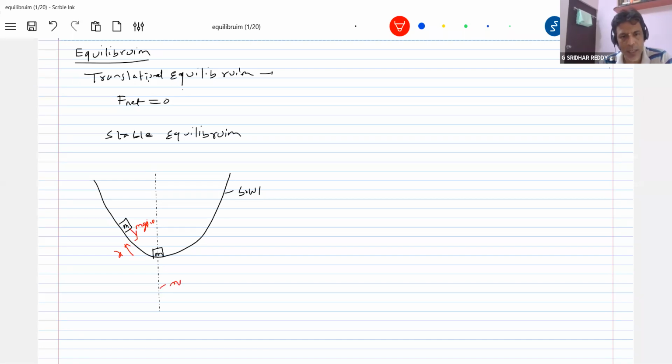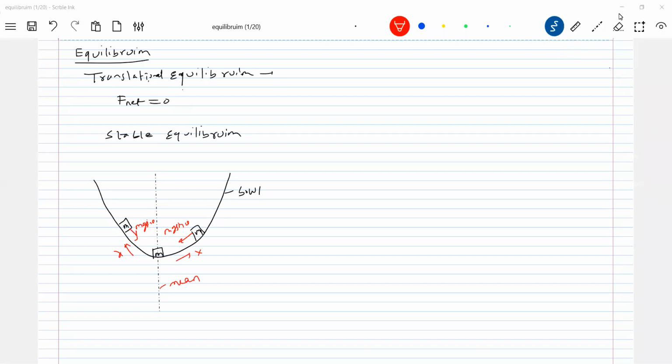This is what I'll call the mean position, where the net force will be 0. Then again, if I similarly shift the block to the right, the mg sin theta force will act like this. So look at this equilibrium.